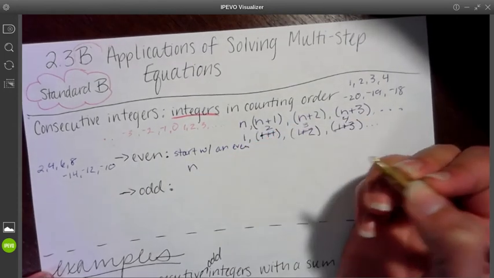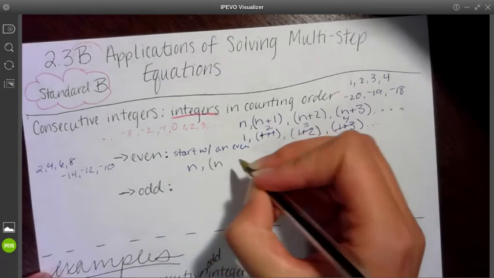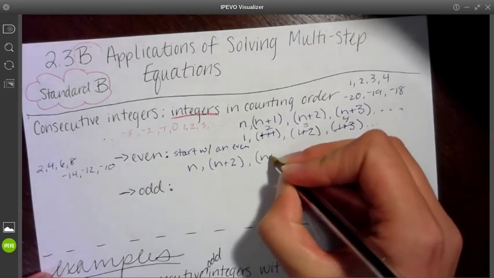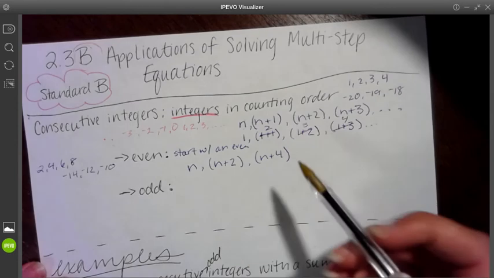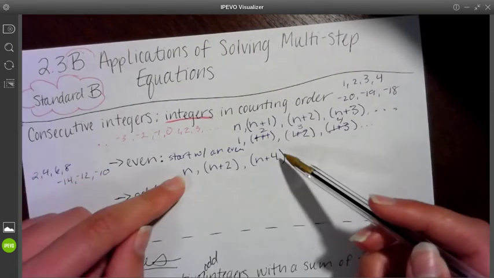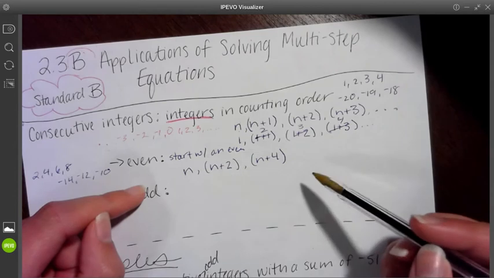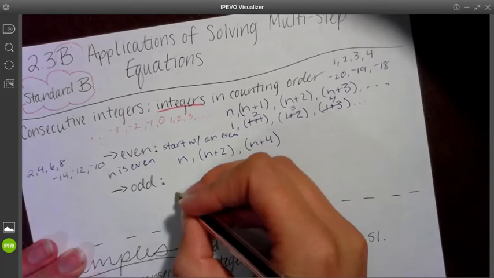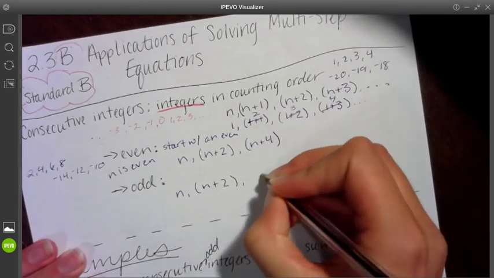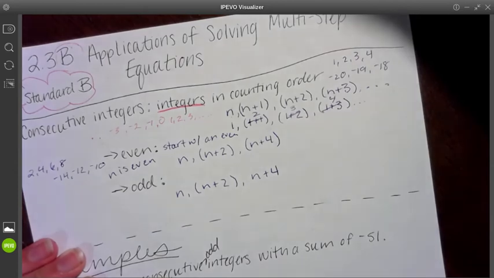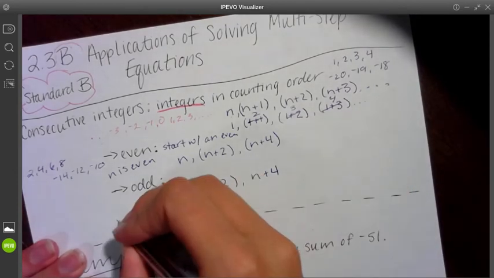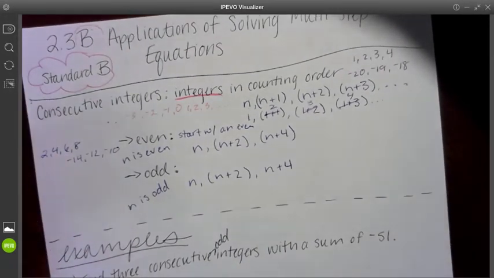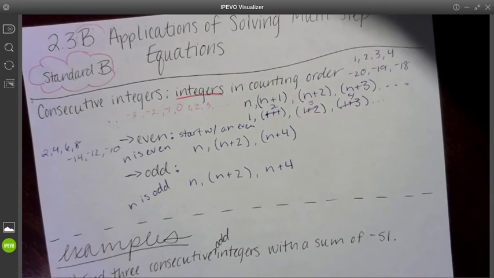That even number we'll call n again. The next number, well, it's not the one immediately after that because that'll be odd. So you got to go by twos. So when we're talking about even consecutive integers, we write it like this. So n is even. For odd, we actually have the same symbols. What do you think is different though? It's that starting number. We have to make sure we're starting with an odd number. n is odd.